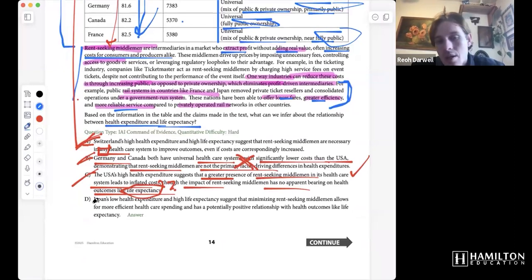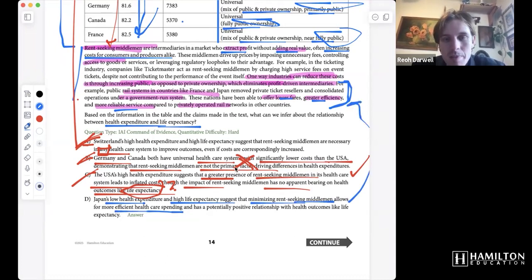And then finally, our correct answer choice. Japan has low health expenditure and high life expectancy, showing that minimizing rent-seeking middlemen, right, as we see here, allows for more efficient healthcare spending, greater efficiency, and potentially positive relationship with health outcomes like life expectancy. Now notice it says potentially positive, right?